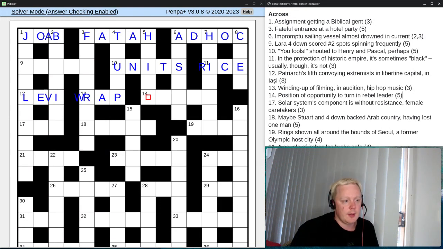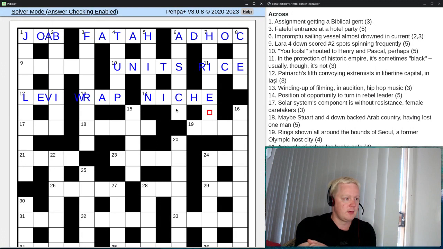Now this is to turn, I guess, an indicator meaning just to turn, write a word backwards to turn it. You turn in, you get NI. And then you need a 3-letter word for a rebel leader, which when you put NI before it, you would get a position of opportunity. And the rebel leader is Che here, Che Guevara.